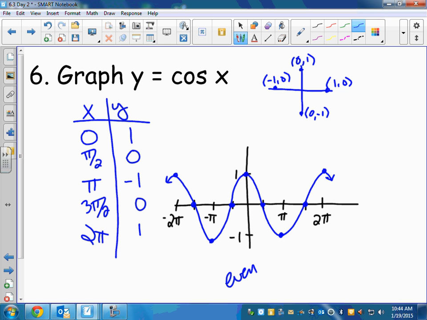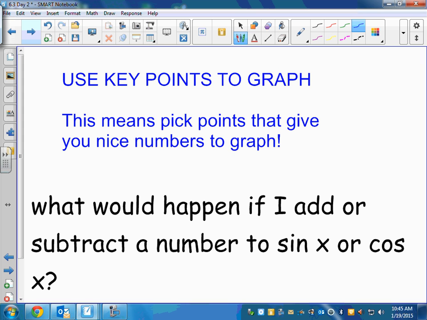Here's what you're expected to be able to do on your quiz on Friday. What if I add or subtract a number to sine or cosine? Because they're not just going to give you kind of sine or cosine, like that's it. They want you to kind of combine that with transformation. So on the next slide here, I just said, remember to use key points to graph. That means pick points that give you nice numbers. For now, those are always going to be 0, pi halves, pi, 3 pi halves, and 2 pi. Later on, when we get into other stuff, section 6.5, we will have to think about what to do to get those points. But right now, those are the points you need to pick.